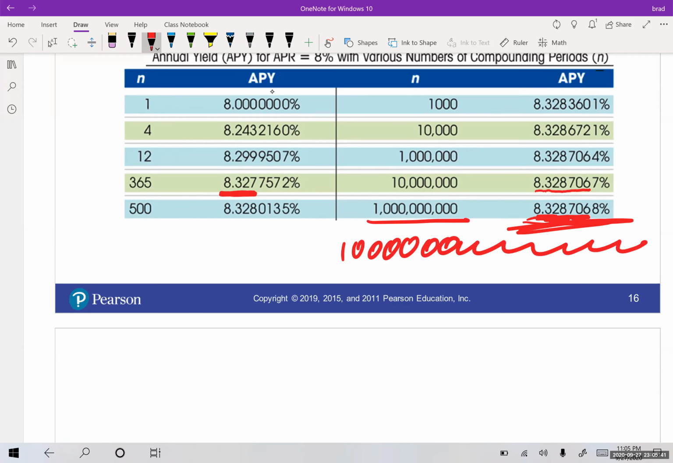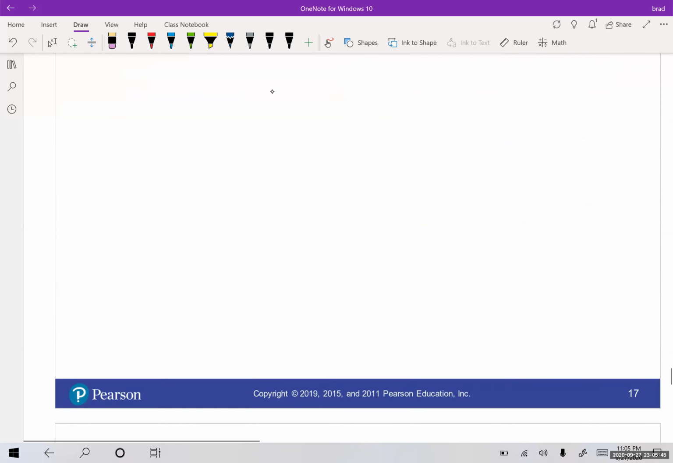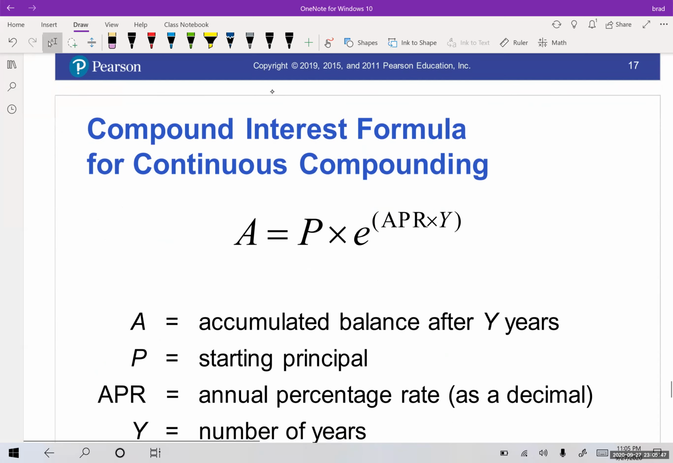8.328706. It didn't even change for 6 decimal places. Okay, so this new formula comes from continuous compound interest, saying that we're going to compound it so many times you can't even think about it. Every thought of a half of a second, a split of as much as you can think, that's how often we're compounding it. And this is a much easier formula to work with. It uses the natural number e.